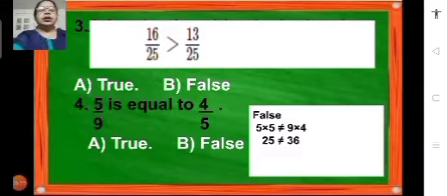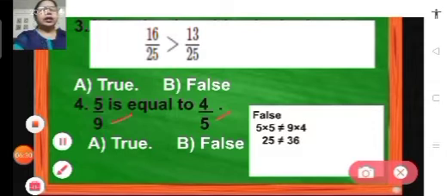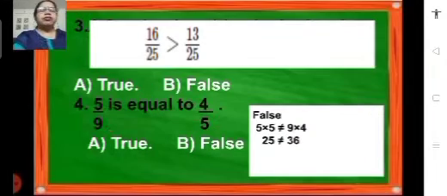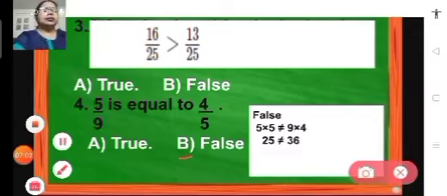Next, we have to check whether 5 upon 9 and 4 upon 5, these two fractions are equivalent or not. To check this, we can do the cross multiplication, isn't it? We know that for equivalent fractions, the cross products are always equal. So when we multiply 5 by 5 and 4 by 9, what do we get? 5 times 5 is 25, 9 fours are 36. These two are not equal. That means these two fractions are not equivalent. So it is a false statement. Option B is the correct answer.